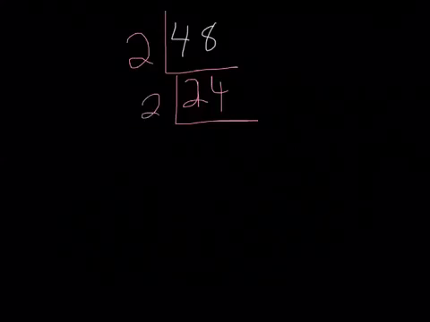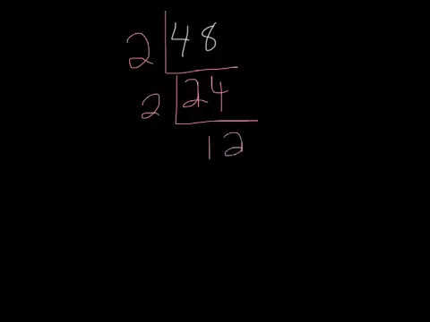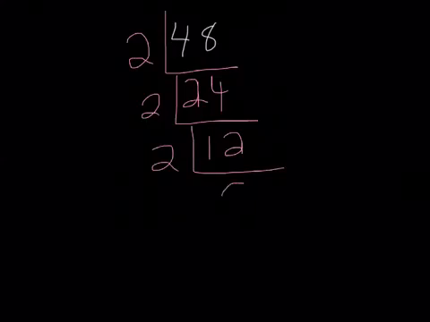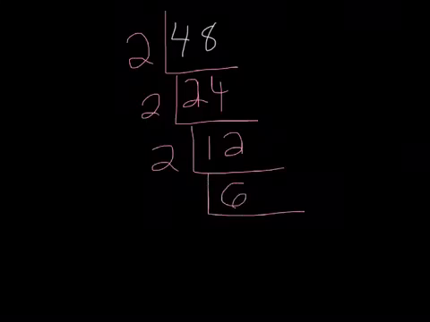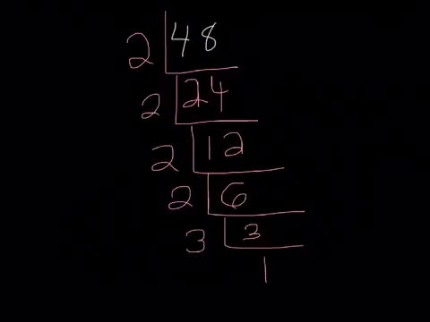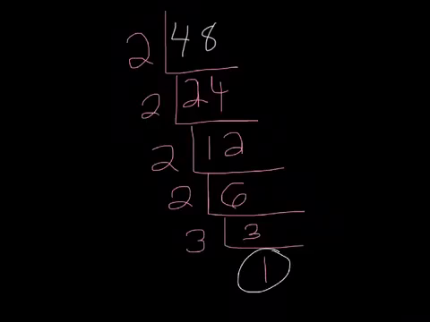And I know that 24 divided by 2 is 12, so I put my answer here. And then see how it kind of looks like a ladder? I'm going to do 2 again, and I get 6. And then I'm going to do 2 again, and I get 3. And then 3 divided by 3 is 1. Once you get to where 1 is your final quotient, you're done.